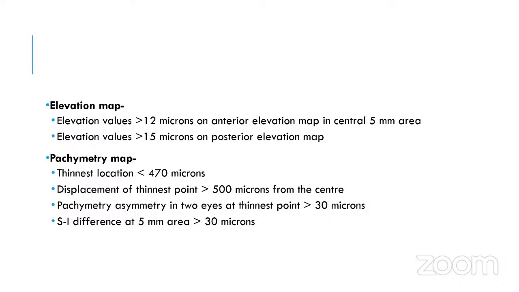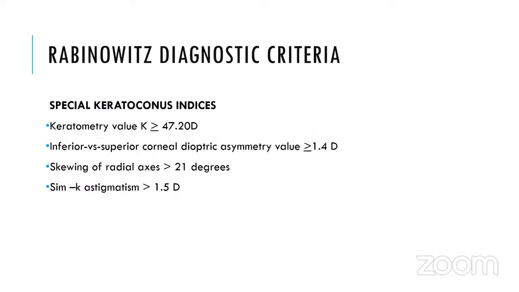Elevation map: elevation values of more than 12 microns on the anterior elevation map in the central 5 mm area, and elevation values of more than 15 microns on the posterior elevation map can be seen. Pachymetry values: thinnest location of less than 470 microns, displacement of the thinnest point of more than 500 microns from the center. Pachymetry asymmetry between the two eyes at the thinnest point of more than 30 microns, and a superior to inferior difference at the 5 mm area of more than 30 microns can be seen.